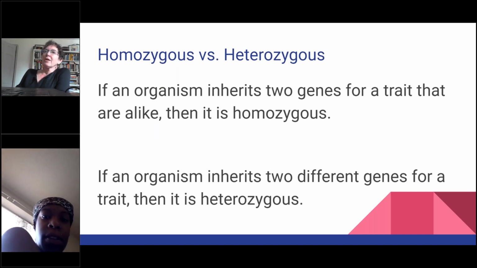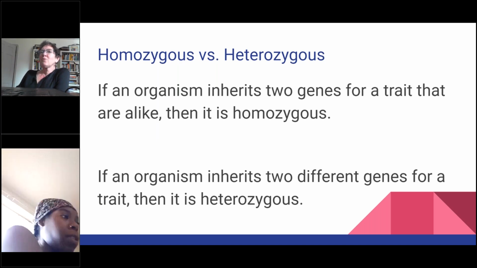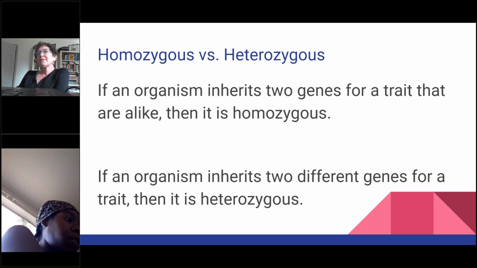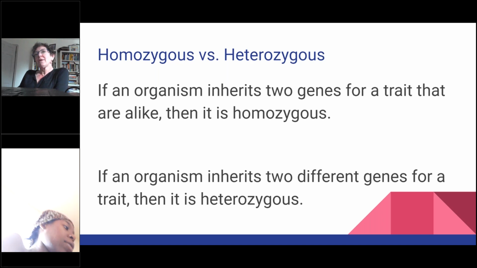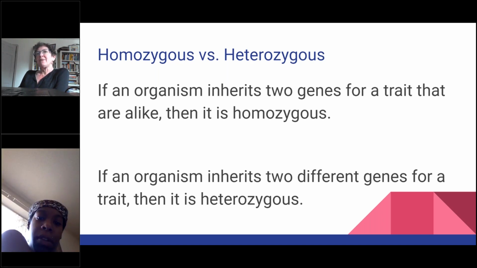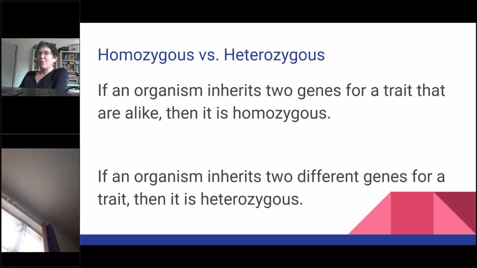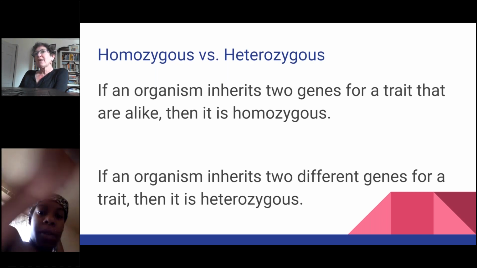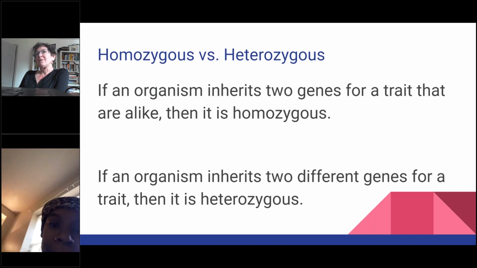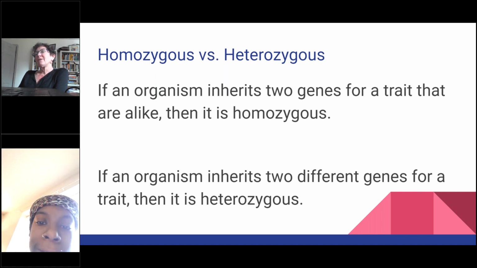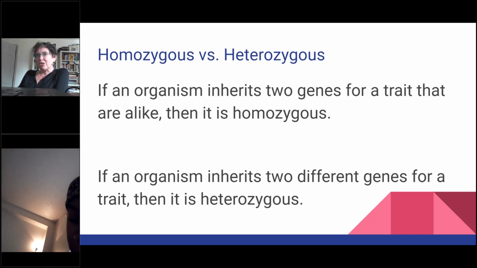Okay. So here's two more vocabulary words that are really important: homozygous and heterozygous. And that "homo" is the prefix that means same. So homozygous means that you would have two genes exactly alike, that you inherited the same gene from both parents. Heterozygous, "hetero" is the prefix that means different. So that means you inherited two different genes from your parents.